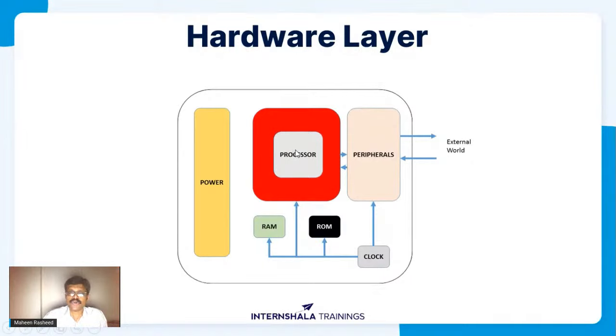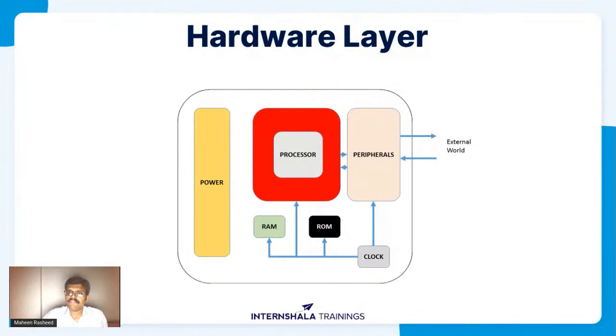The processor, as you know, executes instructions. And then there is memory. RAM and ROM are the components of the memory. RAM is random access memory. ROM is read-only memory. RAM is used for live data processing, whereas ROM is used for storing firmware or maybe even device configuration parameters. So memory and processor are the most important components of the hardware layer.